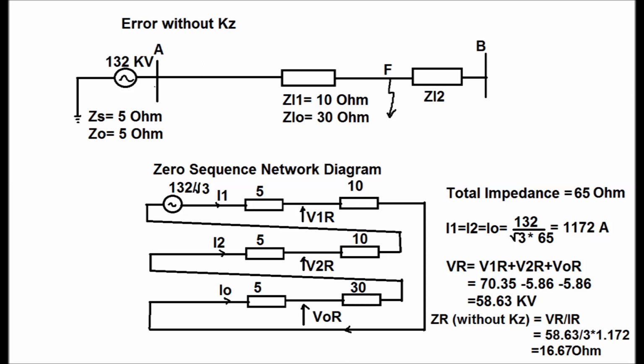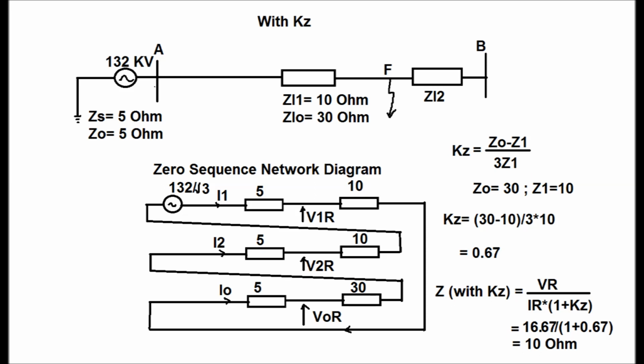That is why the KZ value should be introduced for earth faults, to calculate the actual distance of the fault location. So considering the KZ factor, here KZ is equal to (Z0 minus Z1) by 3 Z1, where Z0 is 30 and Z1 is 10 ohm. Now KZ comes as (30 minus 10) divided by 3 into 10, which is equal to 0.67.